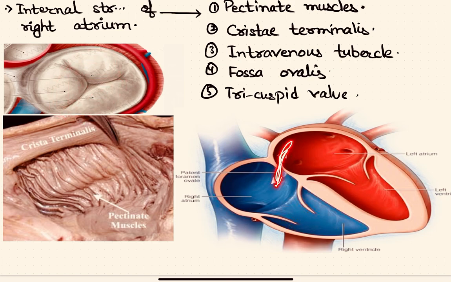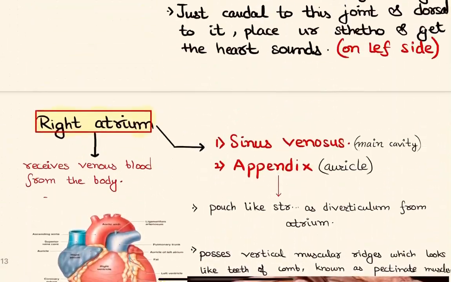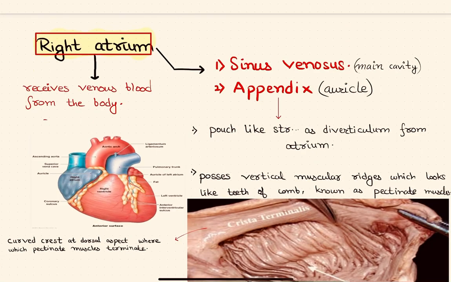This was the foramen ovale, which after birth changed to fossa ovalis, a remnant. This is crista terminalis, and these are the pectinate muscles. So this was all about the right atrium and the structures associated with it.